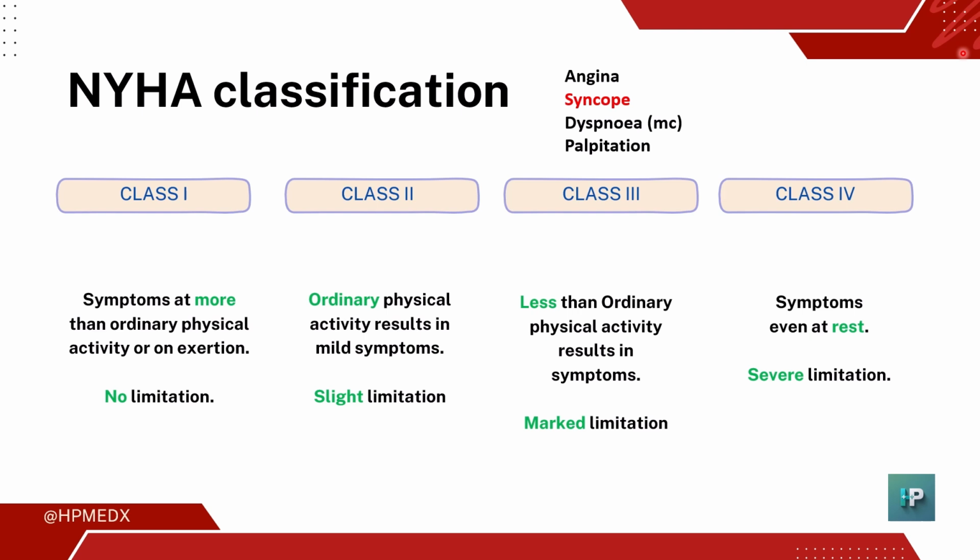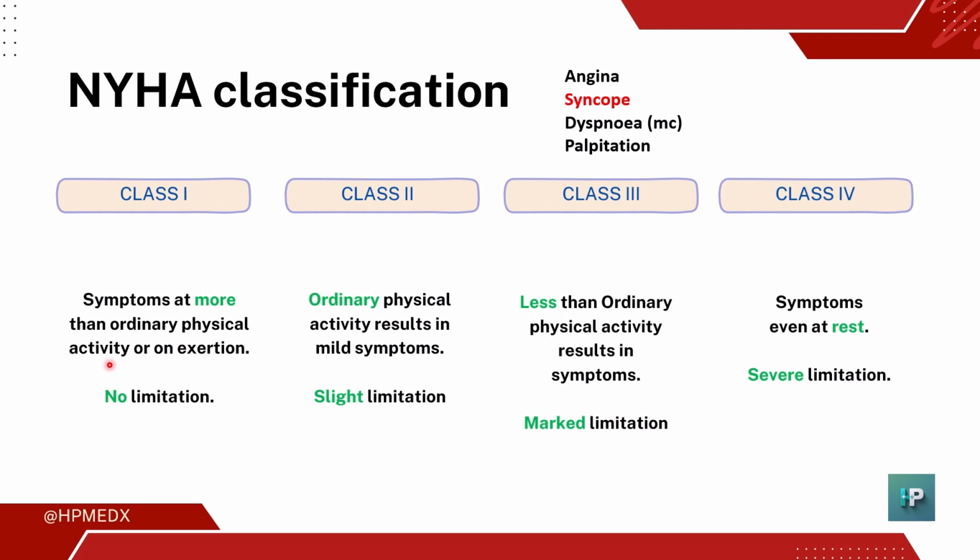And here you can see the NYHA classification, that is New York Heart Association classification. It is commonly used in case of dyspnea, but it can also be used for angina and palpitation. But you should remember, it is never used in syncope. And you can learn this by remembering.